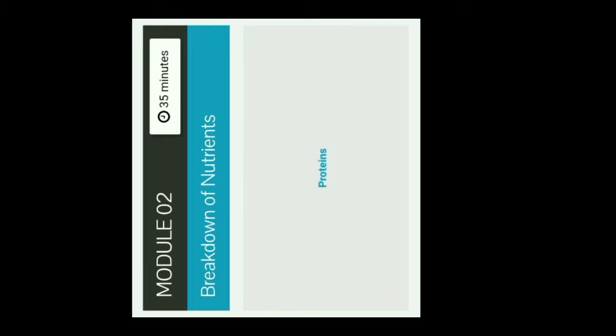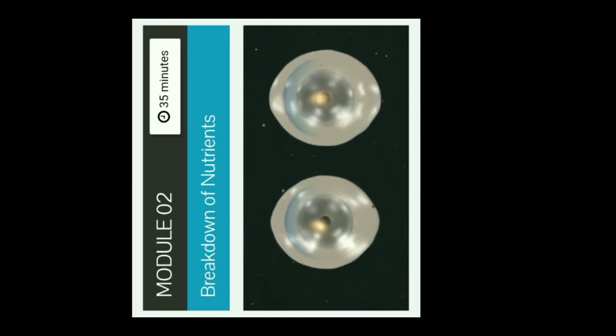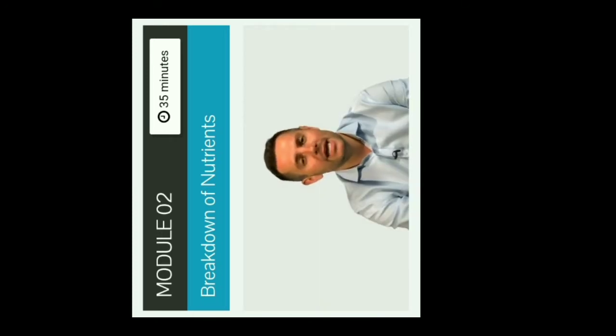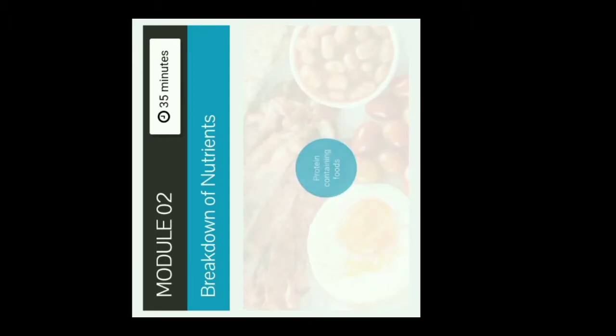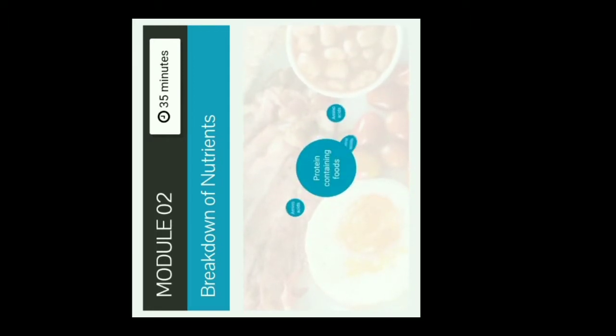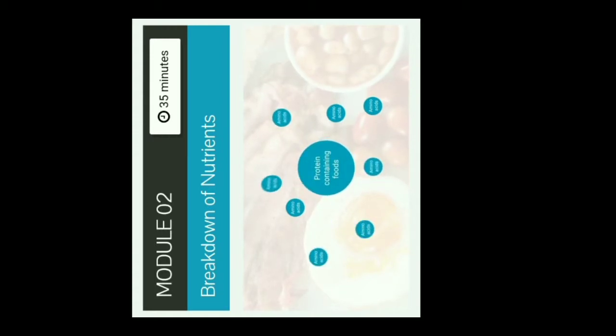Proteins are responsible for providing our cells with the nutrients needed for growth, development and repair, and can be found in most animal and plant foods. These protein-containing foods are broken down into amino acids, the building blocks of proteins, which our cells use.